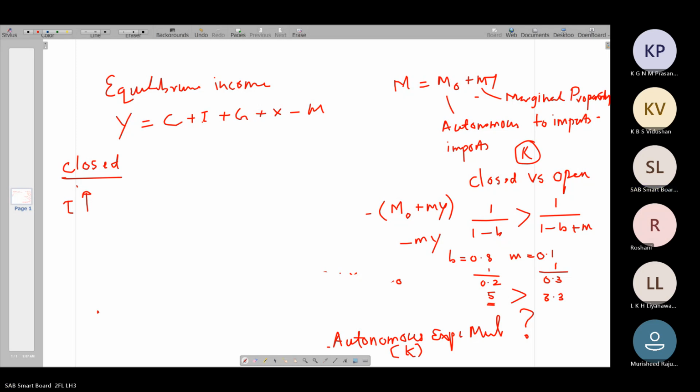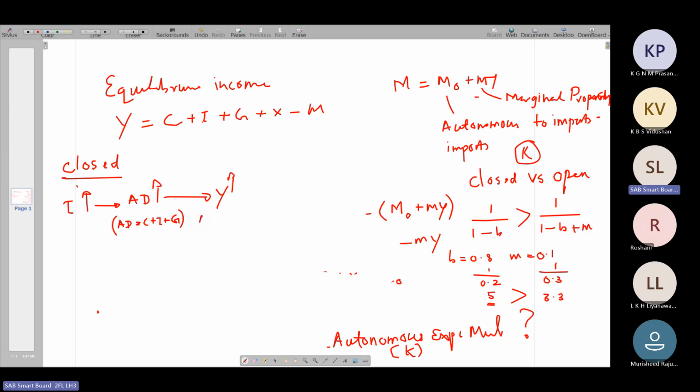So you need to take the other variables in the model. So part of aggregate demand increases, because you know that aggregate demand equals C plus I plus G. When investment increases, aggregate demand increases. When aggregate demand increases, what happens? Income increases.